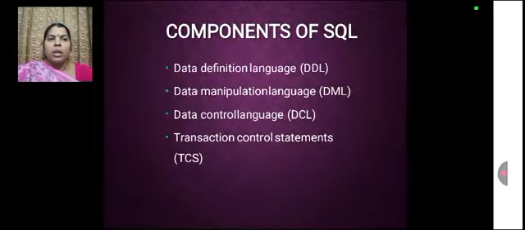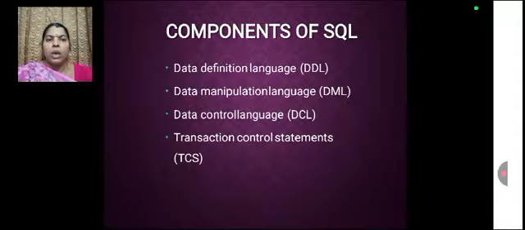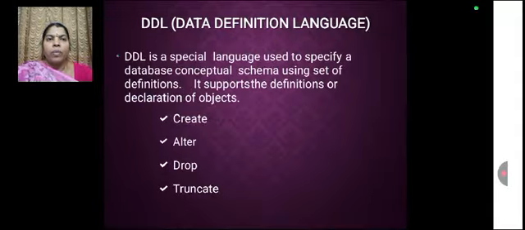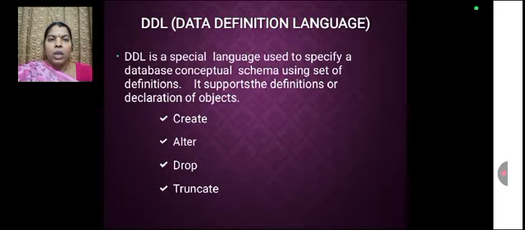Components of SQL. Here is the list of the components of SQL: data definition language, data manipulation language, data control language, and transaction control statements. First of all, we'll have a brief note on the commands that are used in DDL. DDL stands for Data Definition Language. It is a special language used to specify a database conceptual schema using a set of definitions. It supports the definition or declaration of the objects. The following are the commands used for DDL: create, alter, drop, and truncate.